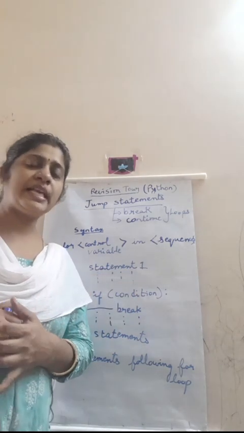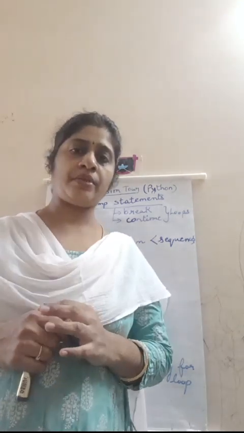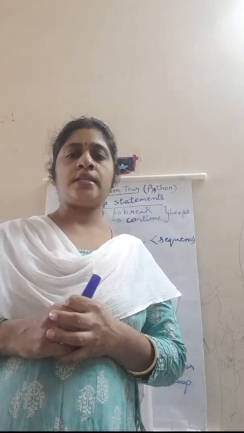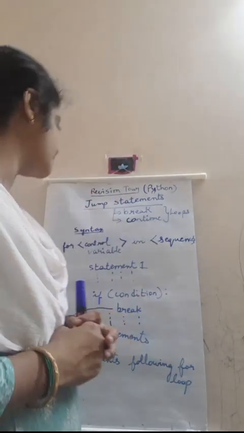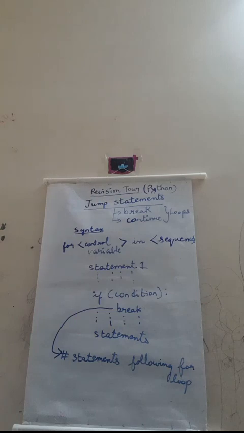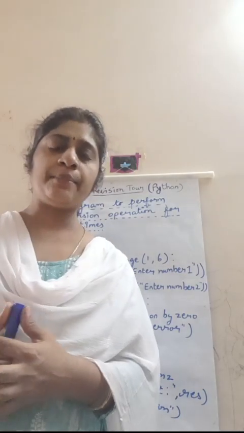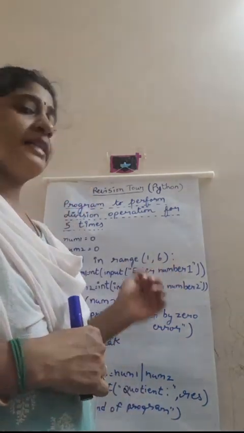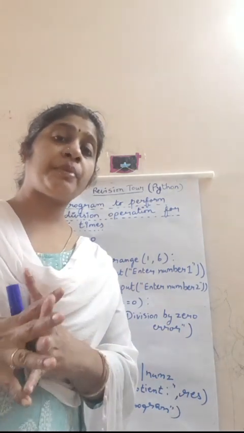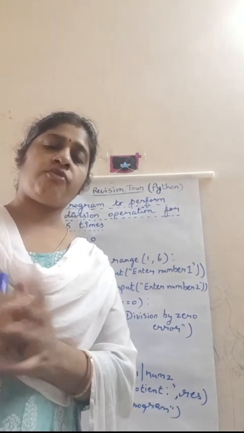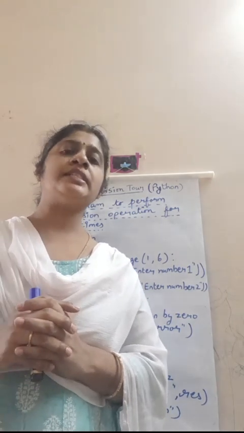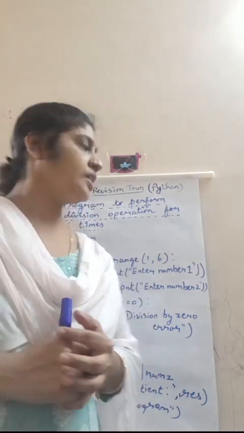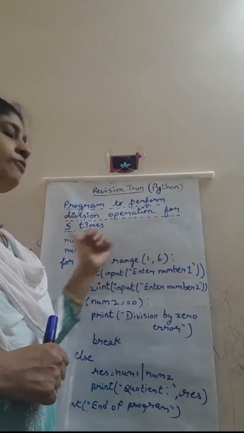Now let us see this with an example program. We will write a program showing how the break statement works in the loop. We will write a program to take numbers from the user. I am going to perform a division operation in this program 5 times. I am going to take 2 numbers in each loop and perform the division operation. So this is a program to perform division operation for 5 times.